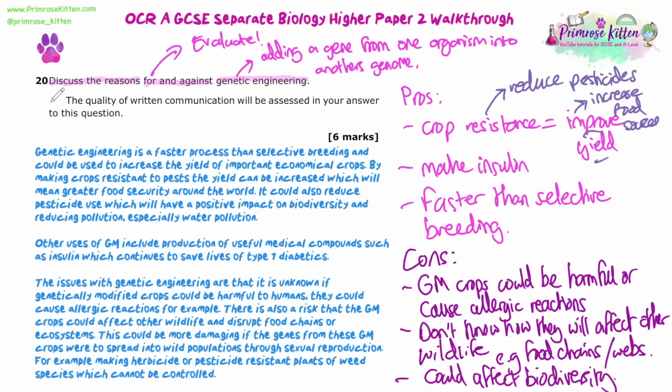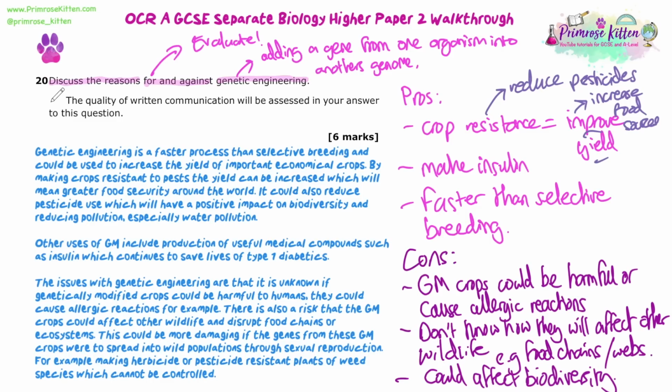So genetic engineering is a faster process than selective breeding and could be used to increase the yield of important economical crops. By making crops resistant to pests, the yield can be increased, which will mean greater food security around the world. It could also reduce pesticide use, which will have a positive impact on biodiversity and reducing pollution, especially water pollution.